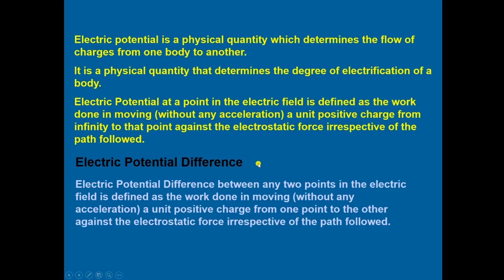Then we have discussed the electric potential difference. Electric potential difference between any 2 points in the electric field is defined as work done in moving without acceleration a unit positive charge from one point to another against the electrostatic force irrespective of the path followed.